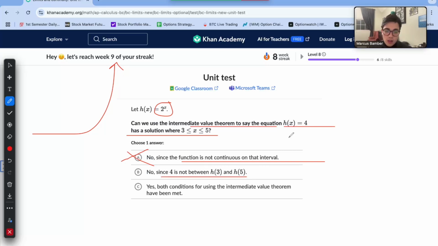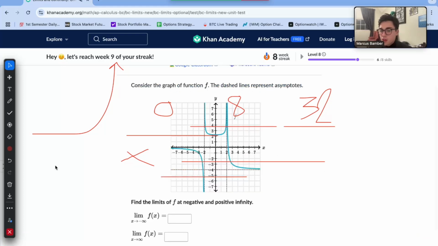Now let's test. We're going to substitute in 3 and 5 into our function and see if 4 is in between those two values. 2 to the power of 3, we know that's 8. 2 to the power of 5 is equal to 32. 4 is not in between these two values. So B is a correct justification saying that we cannot use the intermediate value theorem to justify that h of x is equal to 4. We could say that h of x is equal to 10 since 10 is in between 8 and 32. However, since 4 isn't, we cannot use the intermediate value theorem here.